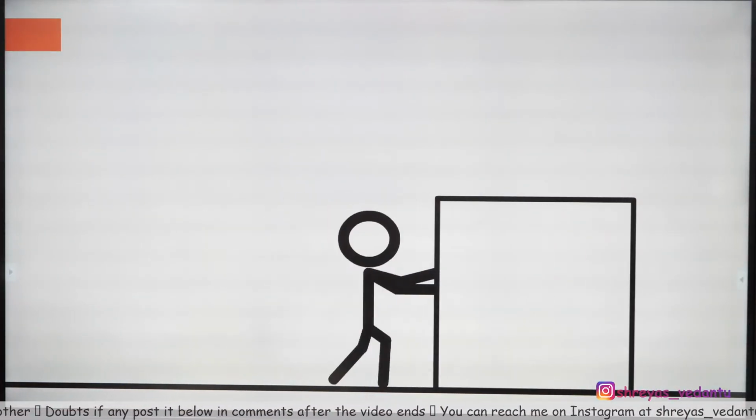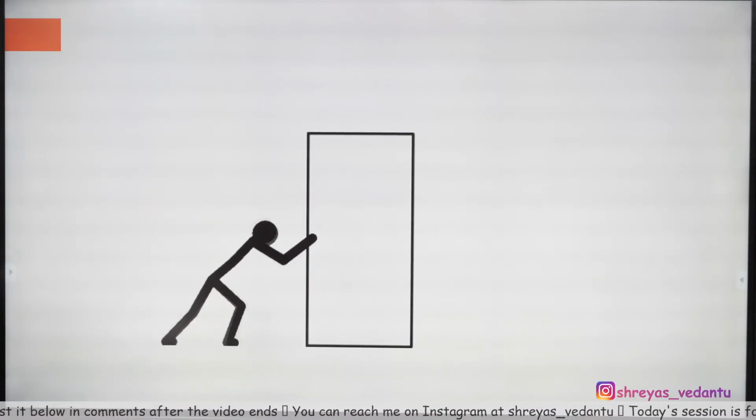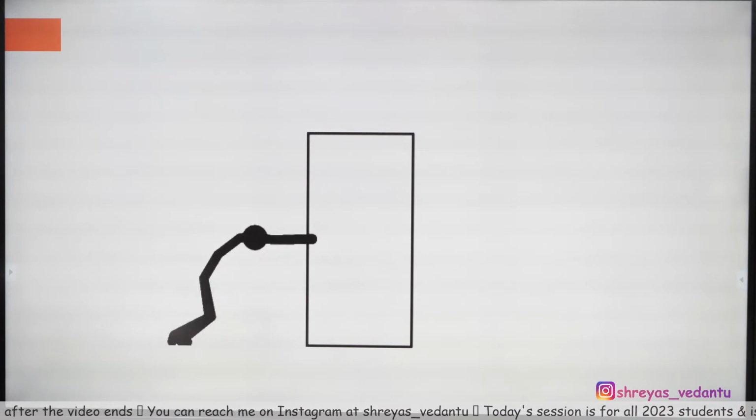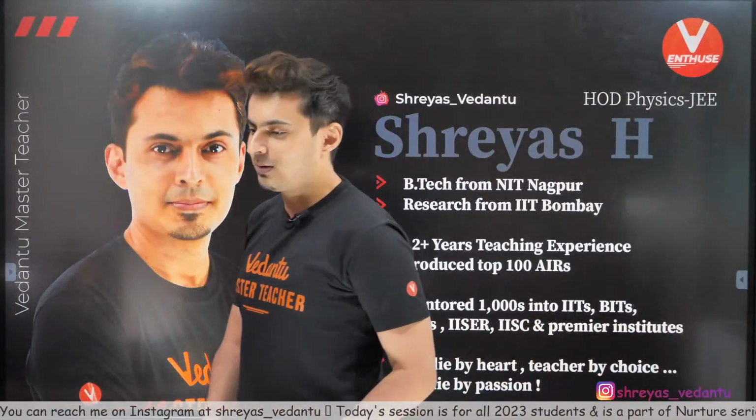Welcome to the first session of Work, Power and Energy. We are going to see what work is and what force does to work. What's the role of force, and how to calculate the work done by the given force? All of this with me.